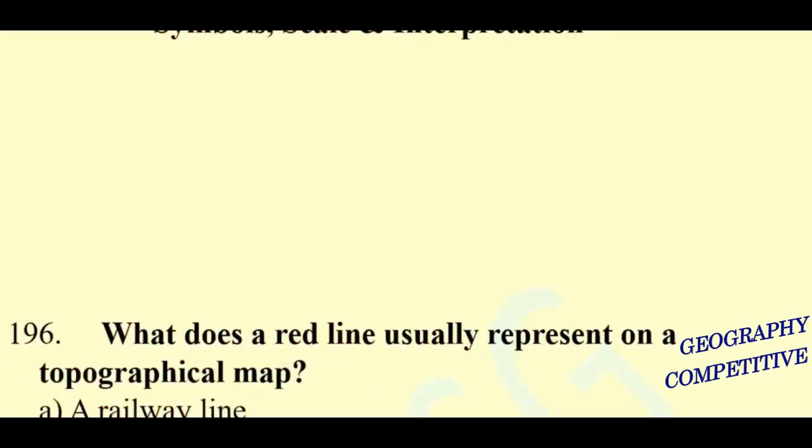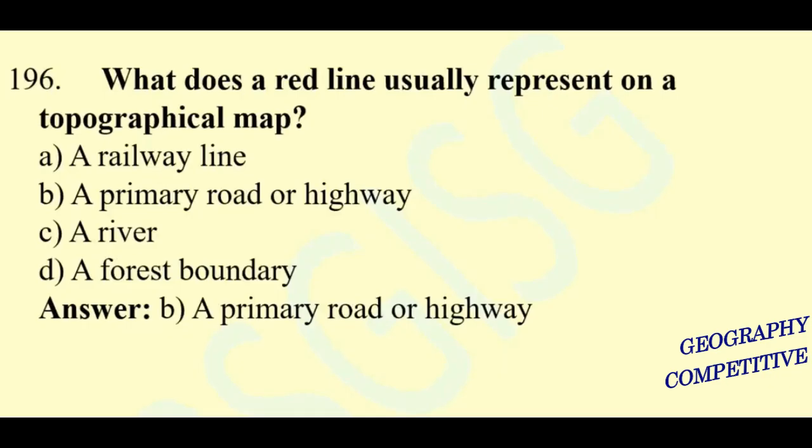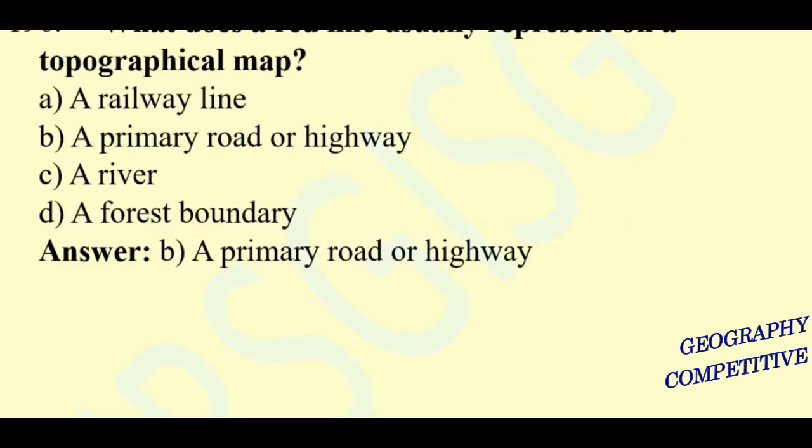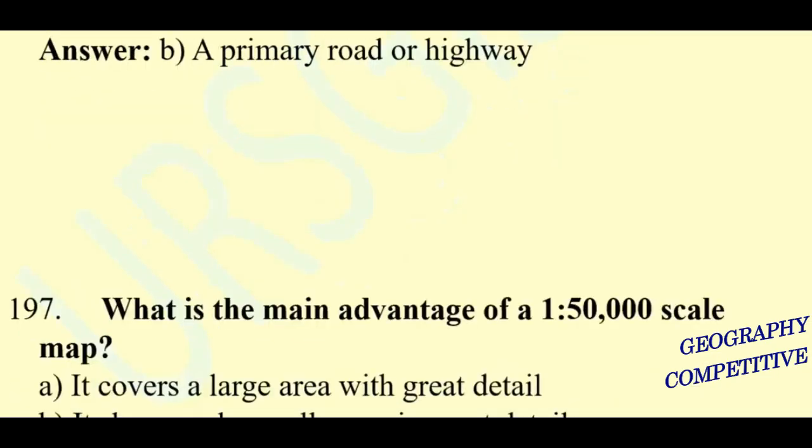Symbol scale and interpretation. 196. What does a red line usually represent on a topographical map? A railway line, a primary road or highway, a river, a forest boundary? Here the right answer will be a primary road or highway.